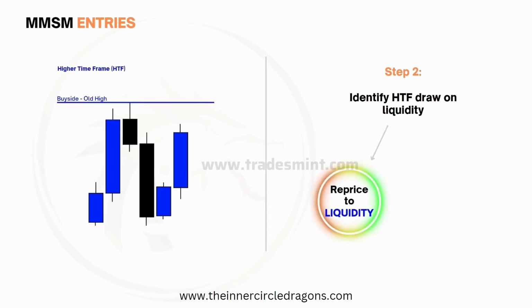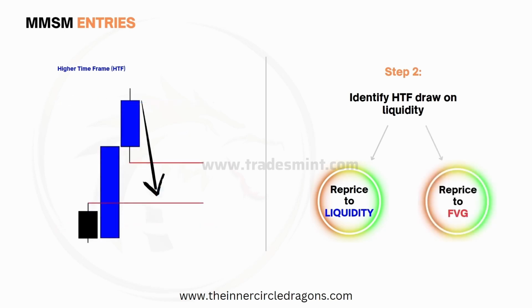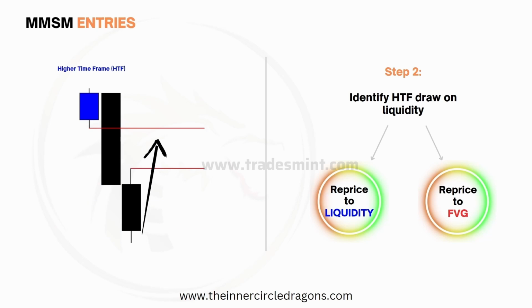Once we've established whether we're in a market maker buy model or a market maker sell model, in relation to that model, what is the likely higher time frame draw? Is the algorithm seeking buy side liquidity above an old high, or is it seeking sell side liquidity below an old low? Or maybe there is a buy side imbalance below the market that the algorithm may want to reprice to, or maybe there's a sell side imbalance above the market that the algorithm is reaching higher for.